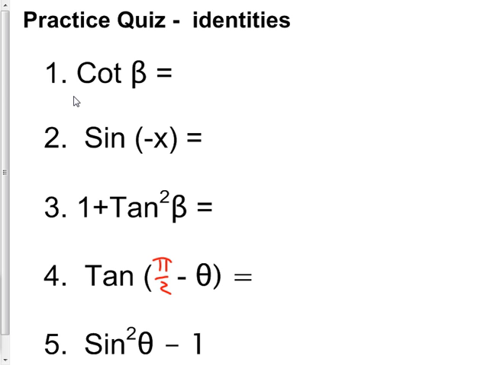Okay, number 2. Sine of negative x. Well, there's really only 2 choices. It's either going to be sine of x or negative sine of x. Which one is it? Negative sine of x. Next one.